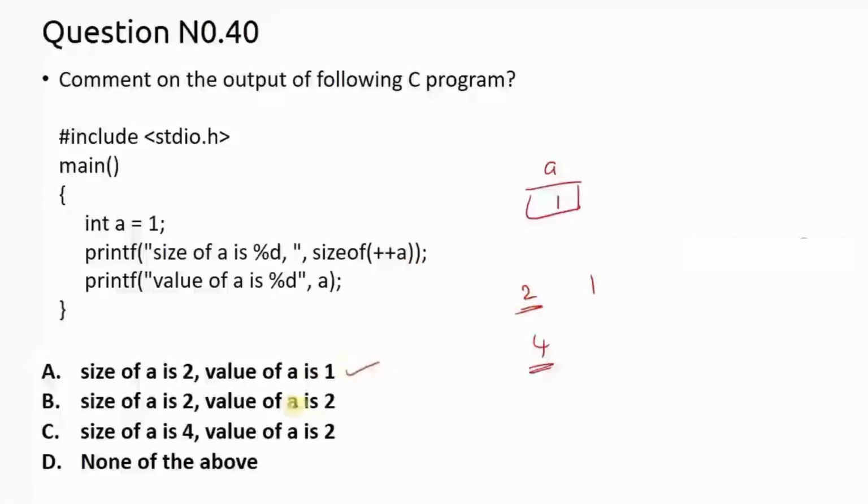So option A here. Of course, if you don't find this sort of answer in your options, what you need to do is check for this answer, that is 4, 1. Why? Because some of the advanced compilers take the integer as 4 bytes. So you can check for this one: either 2, 1 or 4, 1. Here you can see 2, 1 is there. That's why the answer is A.